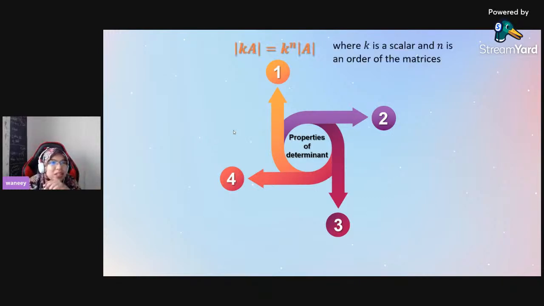Okay, so the first one, if let's say you have a constant and then you multiply with a matrix, right? So for example, 2A, right? A is a 3 by 3 matrix. So if let's say you want to calculate the determinant of 2A, so this is actually equal to 2 to the power of 3 and then multiply with determinant of A. So this is the property. Okay, so this is what they mean over here.